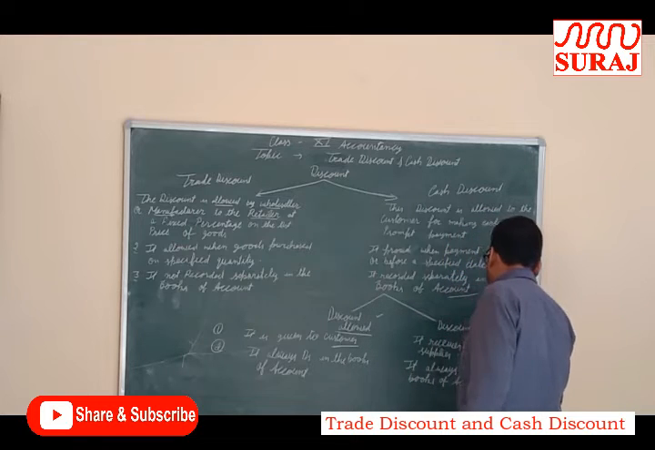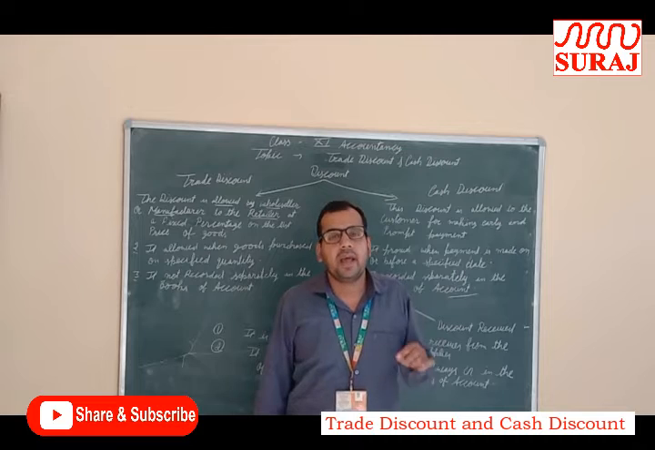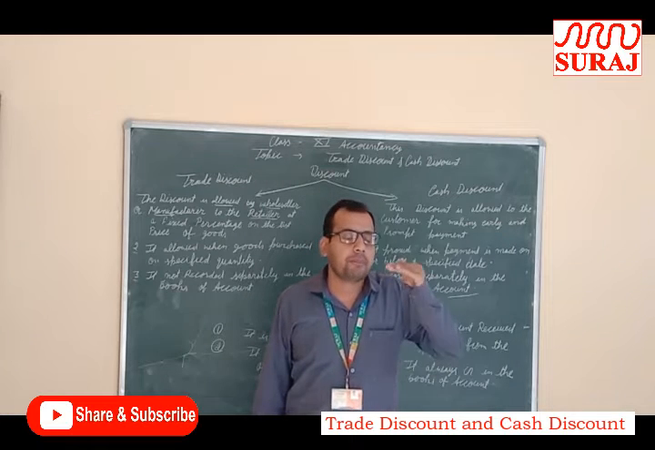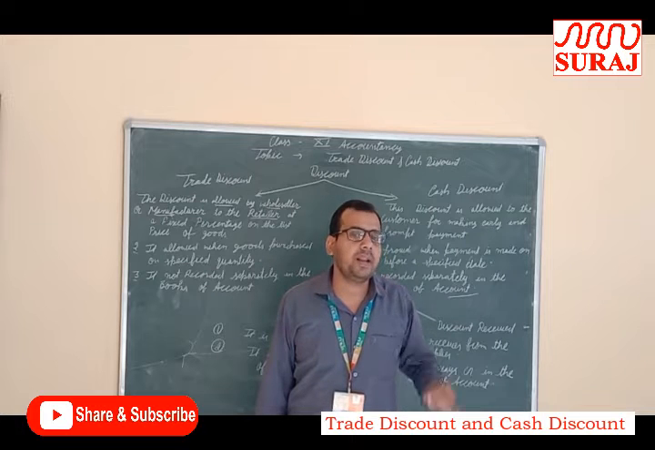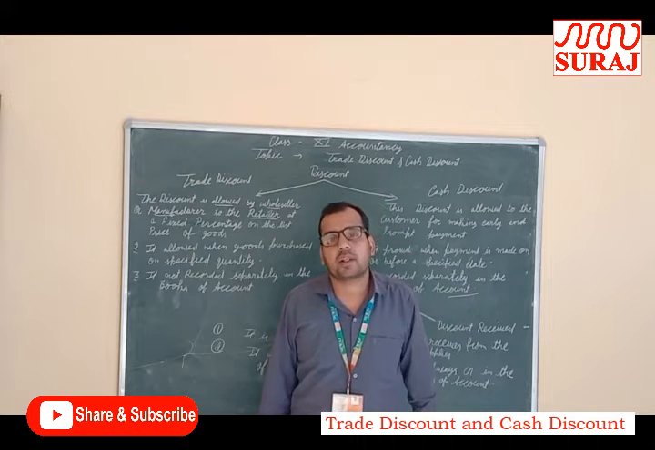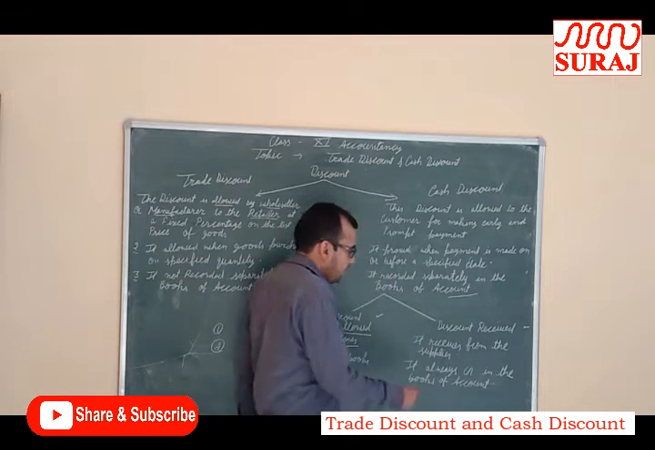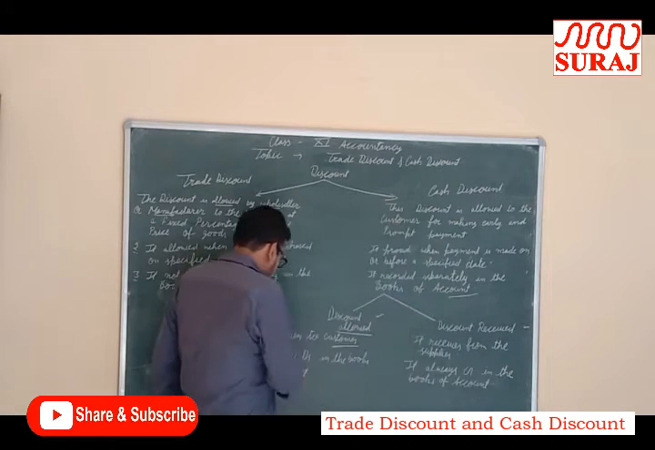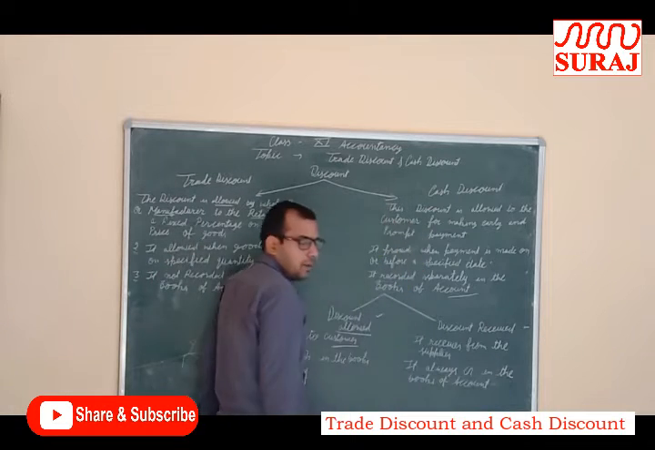Discount received is from the supplier. If a businessman pays less than the due amount to the supplier, that less payment is an income for the business, and income will be credit. Discount allowed is always debit in the books of account, and discount received is always credit.